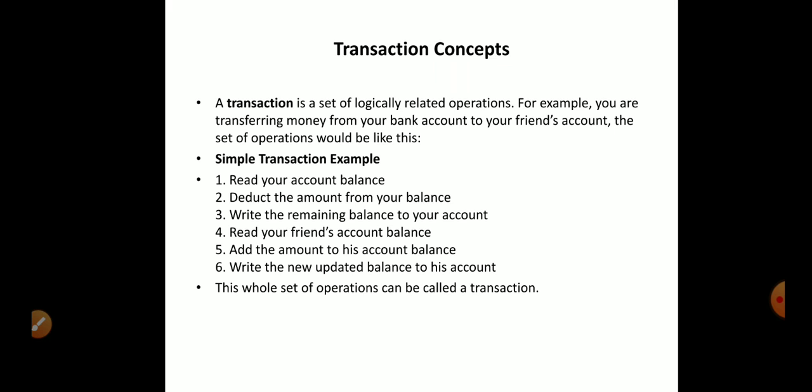For example, if you want to transfer money from your bank account to your friend's account, this set of operations will be carried out. First, you read your account balance, deduct the amount from your balance, and write the remaining balance to your account. Then you read your friend's account balance, add the amount to his balance, and write the new one. That is reading and writing operations. Together, this whole set of operations is called a transaction.